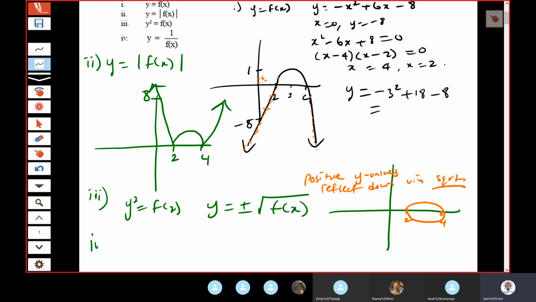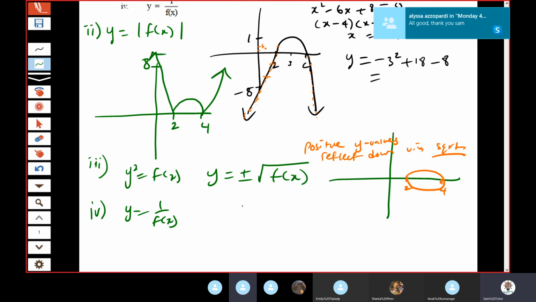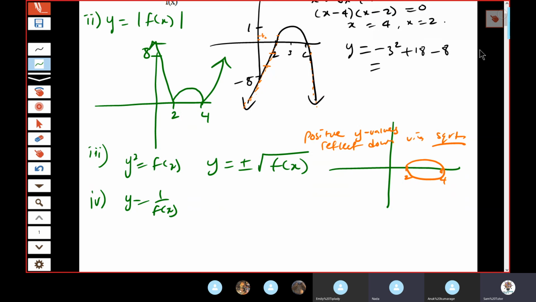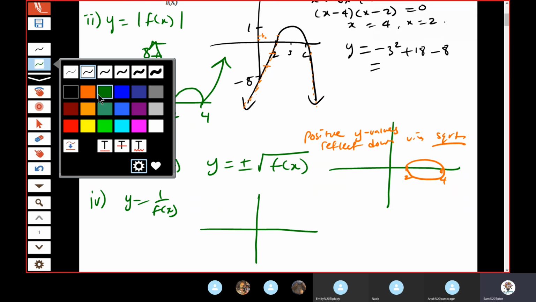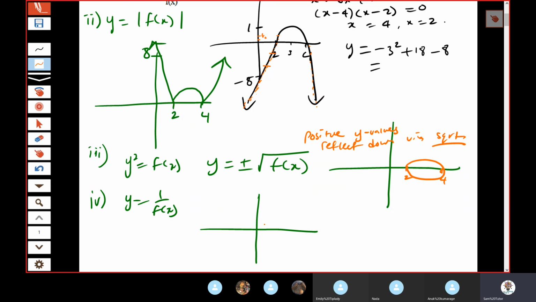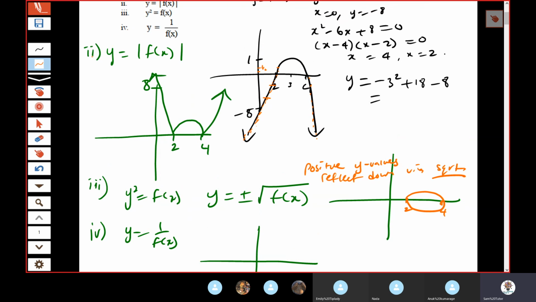And last one, IV. IV equals y equals 1 on f of x. What are the steps for our reciprocal functions? You would put the asymptotes on 2 and 4. Yep, perfect. That's step 1. See, again, just by you answering that, you've just worked out what you're strong at. You've worked out you're strong at double I.